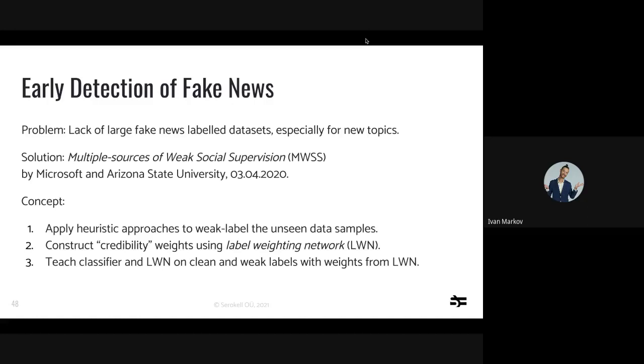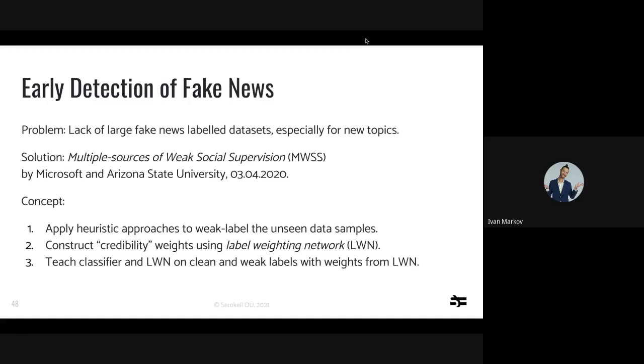But as I mentioned before, labeling of fake news can be quite a slow process, and like this, you might miss a lot of viral fake news, which is actually a crucial thing for a fake news detection system to have. All right, so Microsoft, together with Arizona State University, proposed a unique and very cool solution to this problem, which is called multiple sources of weak social supervision.